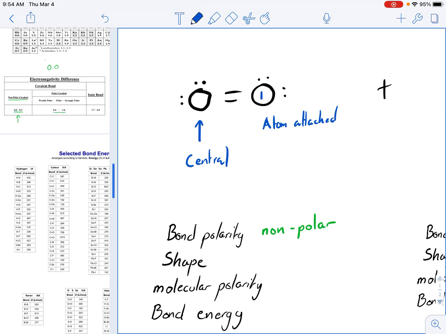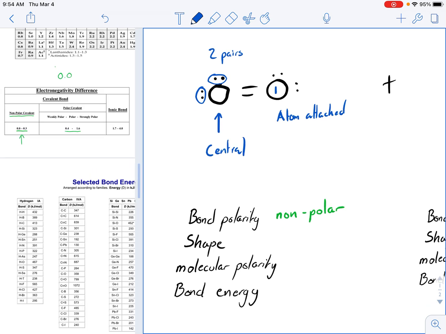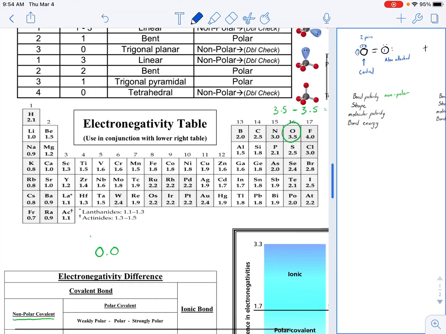And I'm also going to count the number of electron pairs on my central atom that aren't paired to something. So there are 1 pair, 2 pairs. So I'm going to write 2 pairs. So I've got 1 atom attached and 2 pairs. Great. Let's go back to my chart.